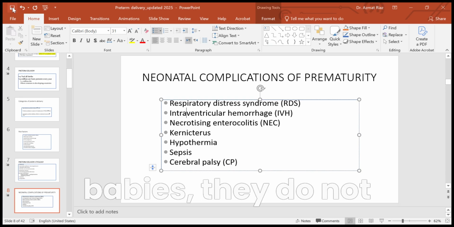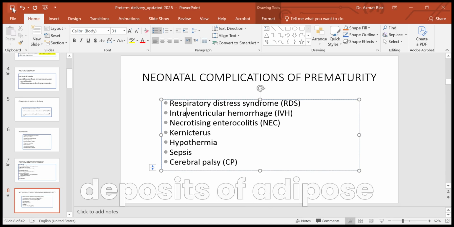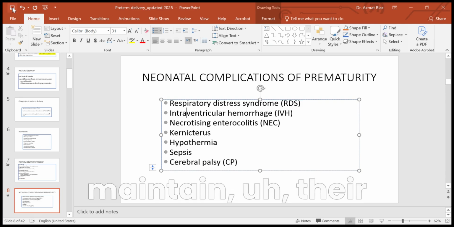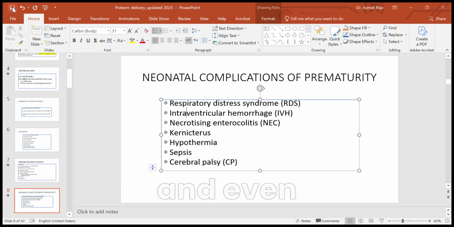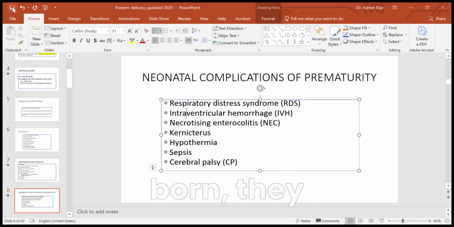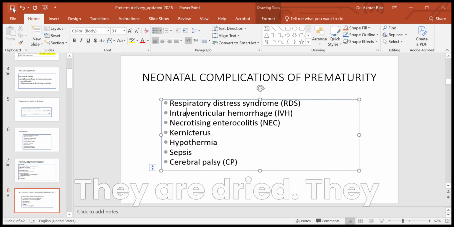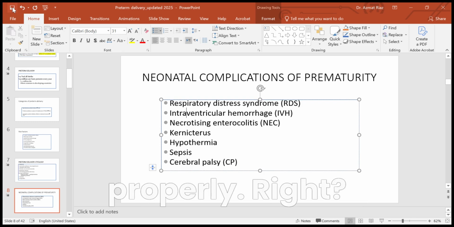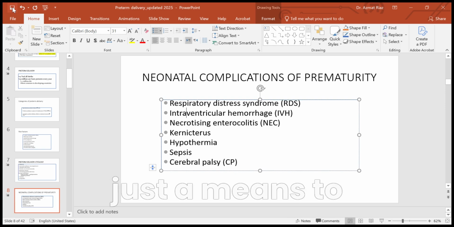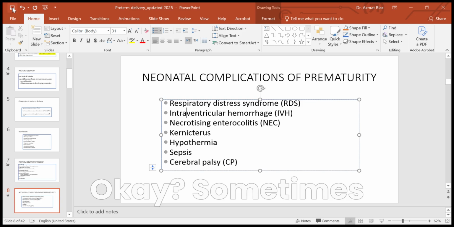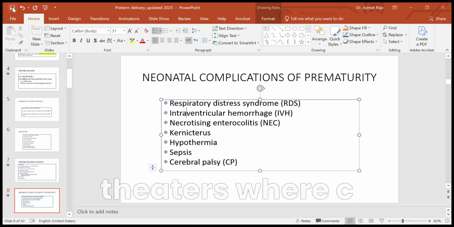So why hypothermia? Because preterm babies do not have adequate deposits of adipose tissue. As a result, they are unable to maintain their body temperature, and even term babies. You may have noted that as soon as babies are born, they are cleaned, dried, and covered properly, and then they are given a cap. That is just a means to protect them from hypothermia, because hypothermia is one of the preventable causes of death.